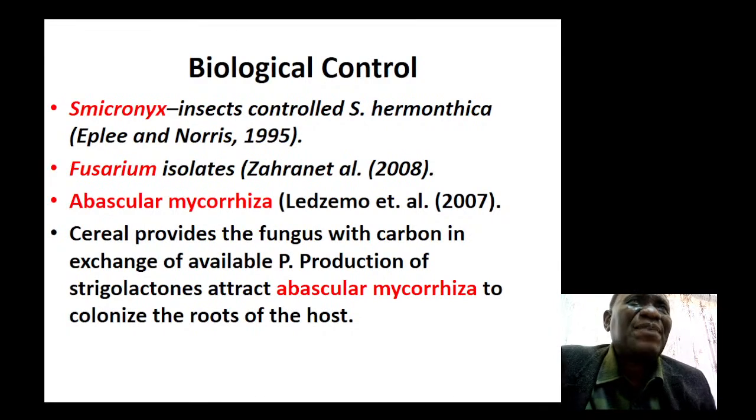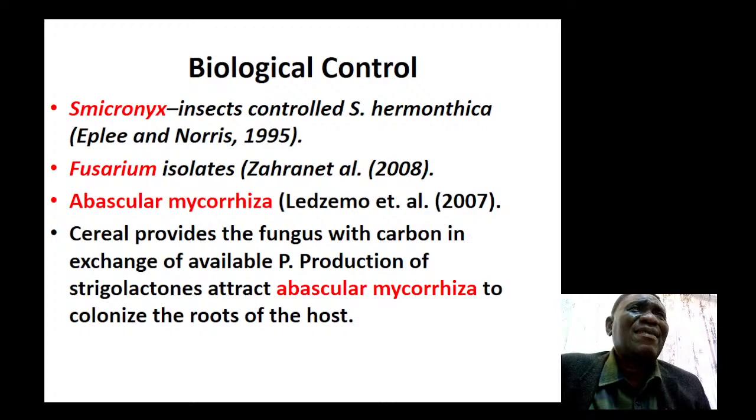So let us look at biological control. In other areas, they have used insects like Smicronyx, which control the Striga hermonthica. Others use Fusarium isolates. One interesting issue is the arbuscular mycorrhiza proposed by Ledzemo et al. in 2007.